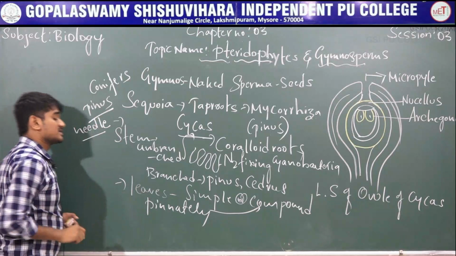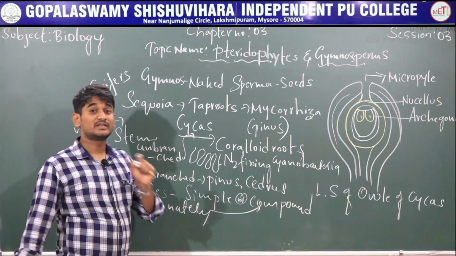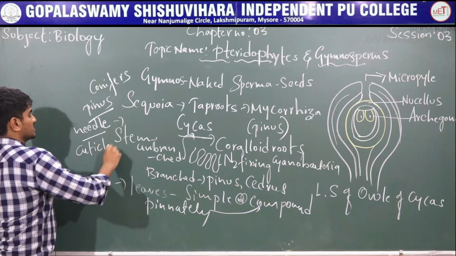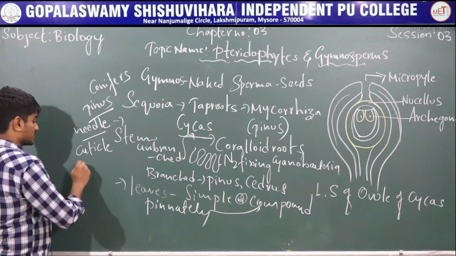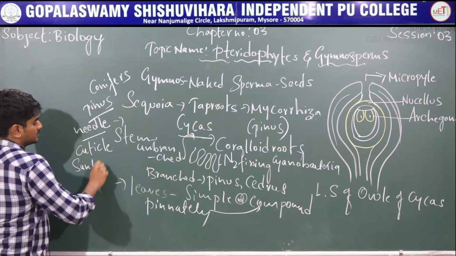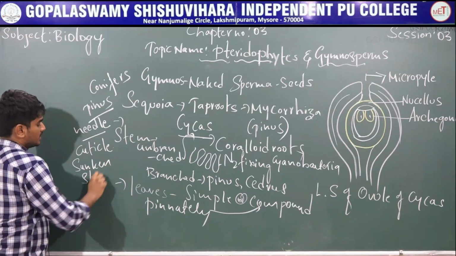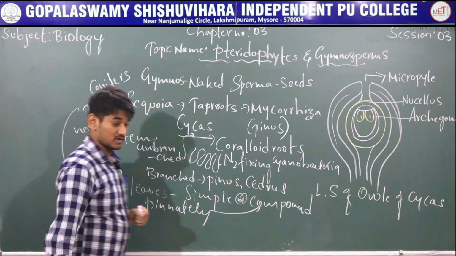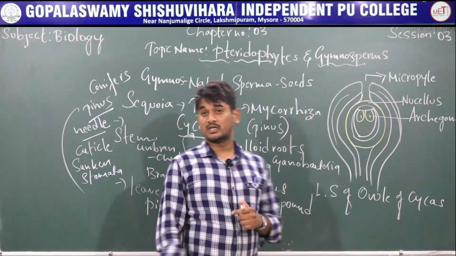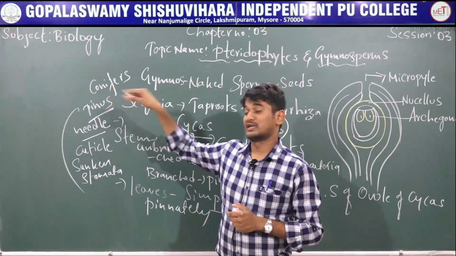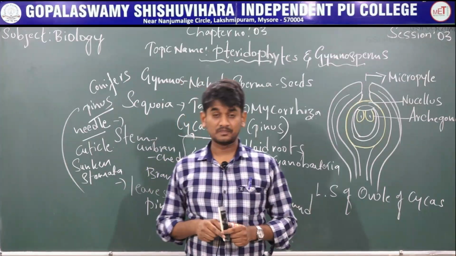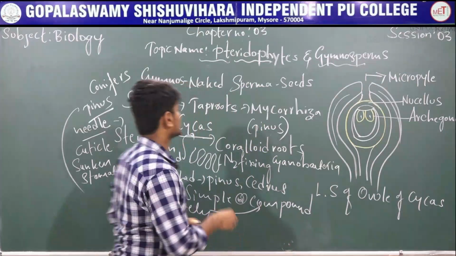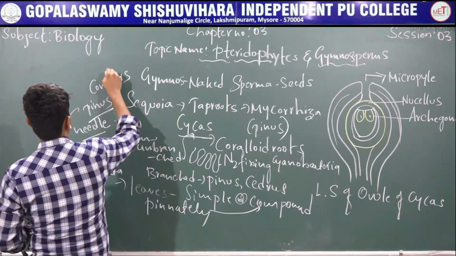To reduce the surface area, presence of thick cuticle, which means waxy layer, and presence of sunken stomata, so as to reduce the water loss. So these are all xerophytic characters in gymnosperms. Example: conifers, Pinus. The gymnosperms are heterosporous, which means they produce microspore and megaspore.